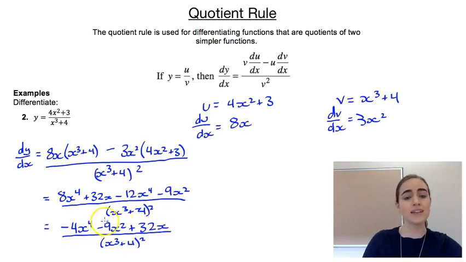Now we could pull an x out of that numerator, or a minus x even, if we wanted to, but it's not really going to make it a whole lot nicer, so I'm just going to leave it there. But that's two examples of the quotient rule.